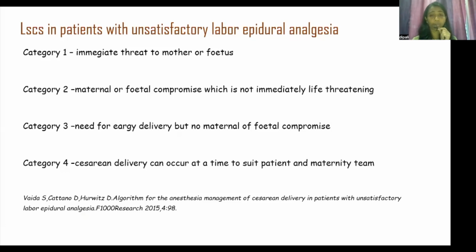If the epidural analgesia is to be converted into epidural anesthesia for LSCS, patients can be categorized into 4 groups. In the first group, immediate section has to be done. That is, there is a threat to mother and fetus. In category 2, the fetus and mother are compromised, but there is no immediate life-threatening situation. In category 3 and 4, we have sufficient time for converting the analgesia into surgical anesthesia.